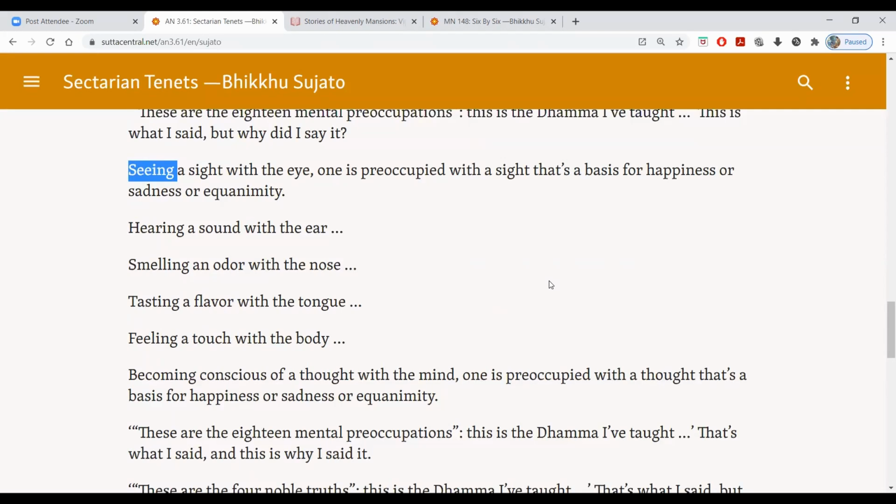Because now, even though that visual object changed, maybe that person already dead, the mind is still preoccupied with that sight. Because there was a feeling connected with that sight. It's not just a bare sight, a bare object. There was a feeling connected with that sight. For one individual, it was a happy feeling connected with that. For another individual, it was sadness. For another individual, it was equanimity. So that is the meaning of preoccupation.